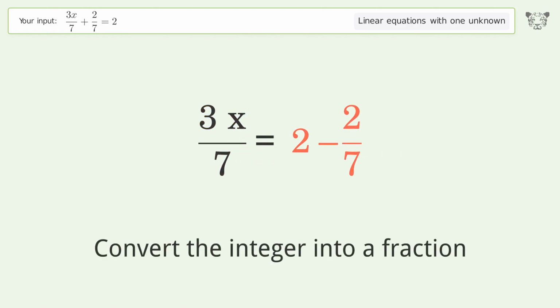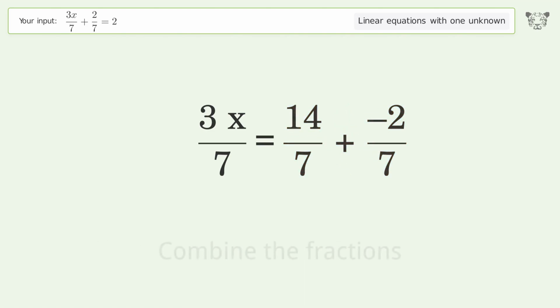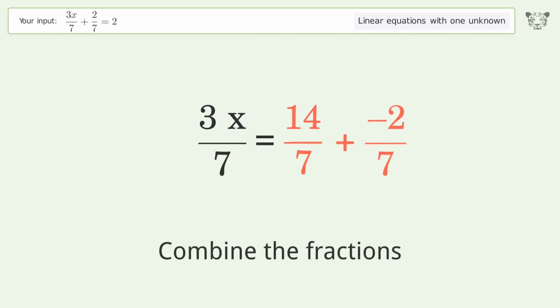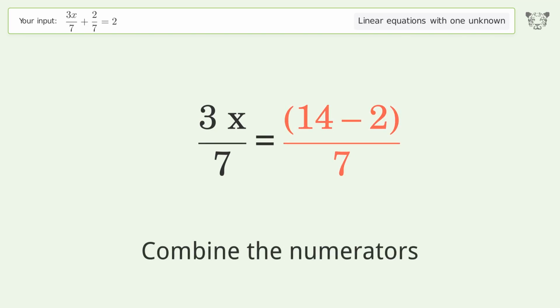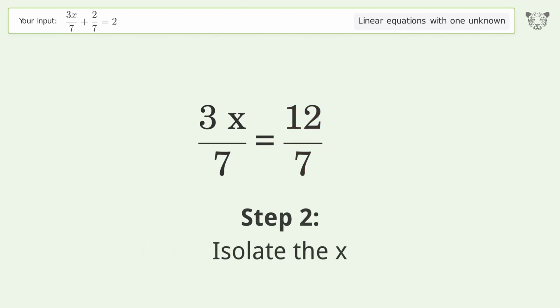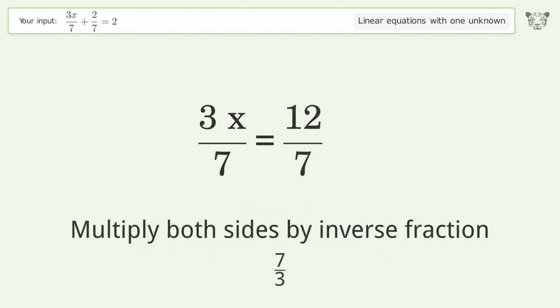Convert the integer into a fraction. Combine the fractions. Combine the numerators. Isolate the x. Multiply both sides by inverse fraction 7/3.